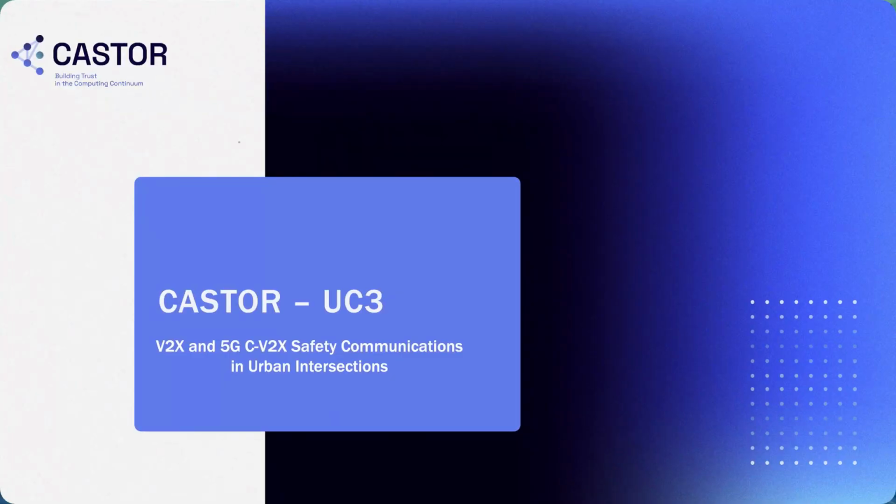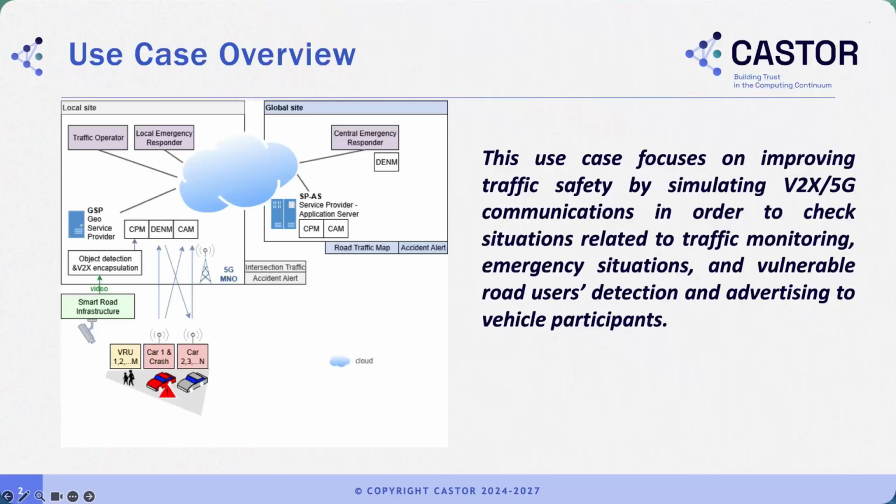Hello everyone, my name is Tiberius and I'm going to walk you through CASTOR's use case 3 presentation, vehicle to everything and 5G cellular V2X safety communications in urban intersections. Use case 3 is about improving traffic safety using simulated V2X and 5G communications.